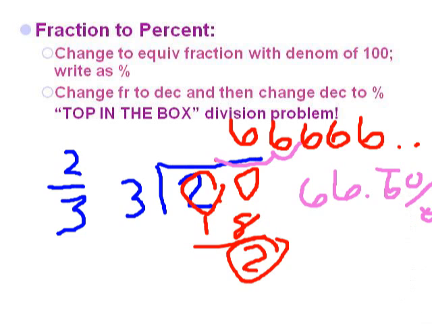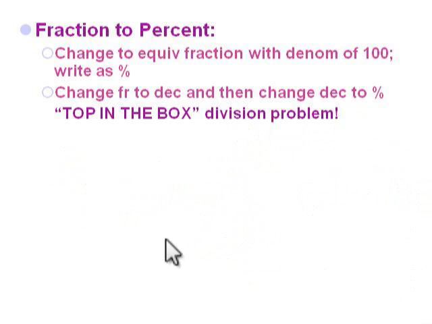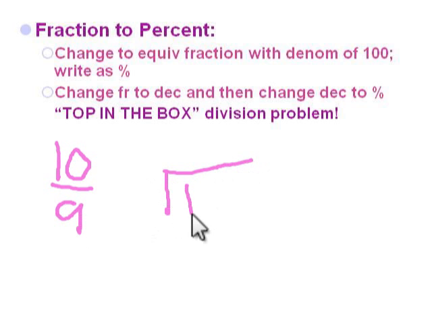Okay. So we just changed one of the fractions into a percent. Sometimes they're going to end. Sometimes they're not going to end. You just have to divide them out. If you have something that's bigger than a whole amount, like 10 ninths, you do top in the box again. So we're going to put the 10 in the numerator, 10 on the inside as the dividend. The 9 on the outside is the divisor. And now 9 can divide into 10 one time.